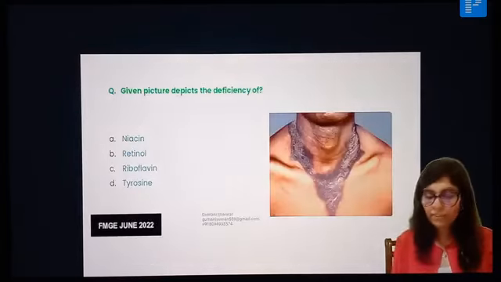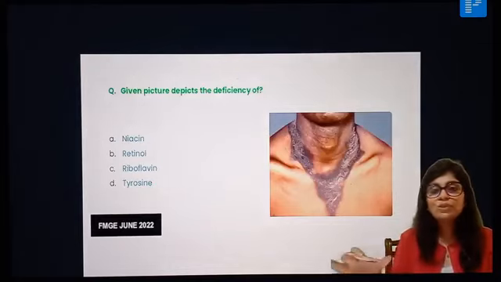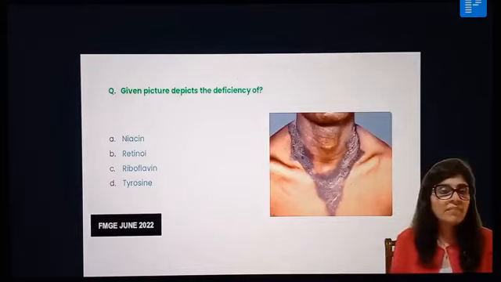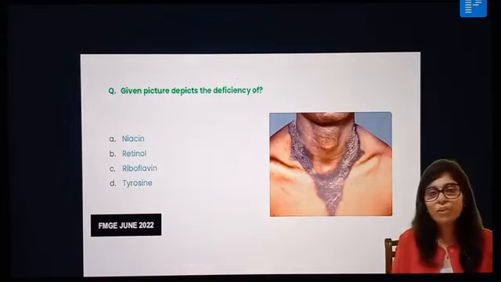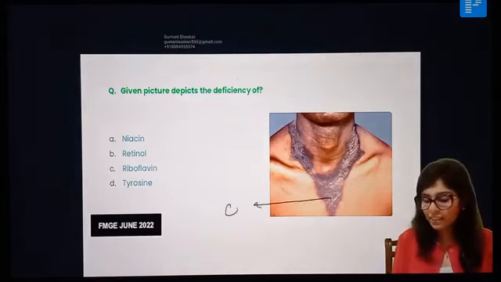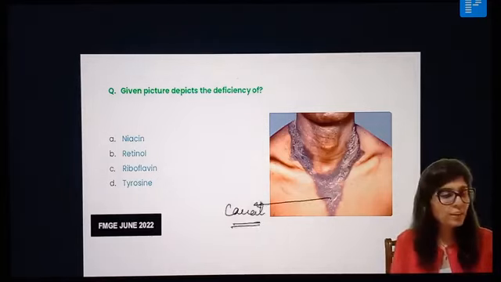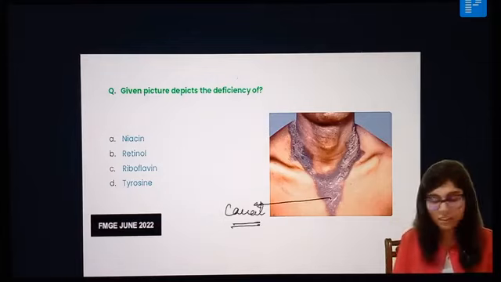Answer this, please. Given picture. So how many times do you see pellagra being asked? The given picture depicts a deficiency of... So this is Casal's necklace, which is one of the 3 Ds of pellagra, caused by niacin deficiency. Good.